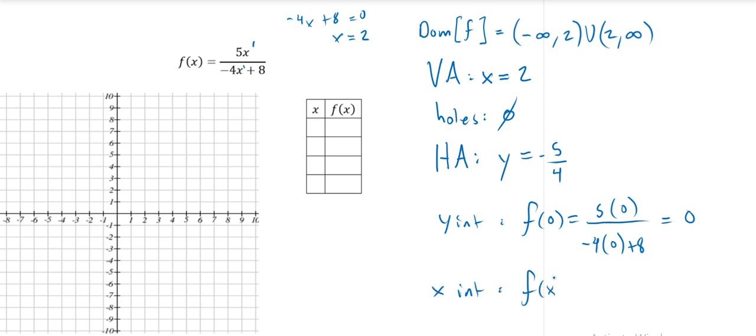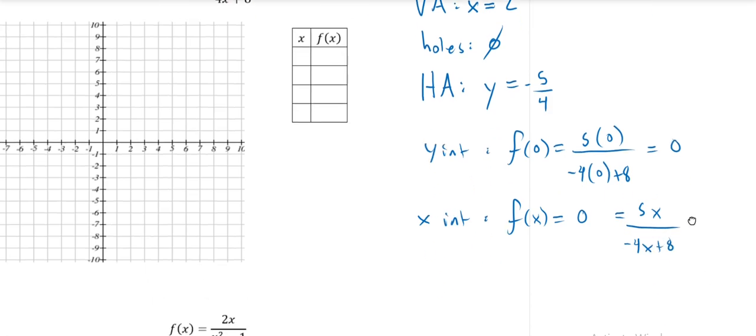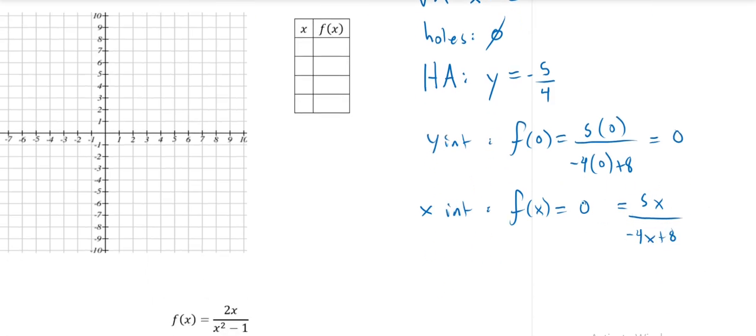The x-intercepts are going to be where f of x is itself equal to 0. But what we should keep in mind when dealing with rational functions is only the numerator can control where the zeros are going to be. If I multiply both sides by negative 4x plus 8, I wind up with 5x equals 0, which is going to again give me a 0 at x equals 0. And so we wind up with an x and y intercept, that is to say, an intercept at the origin.